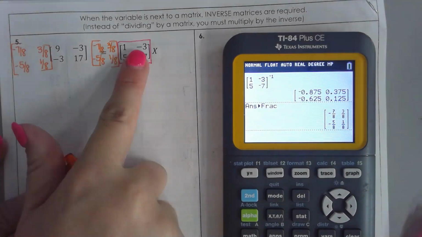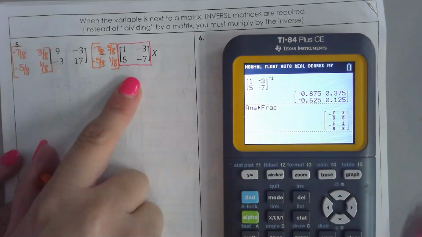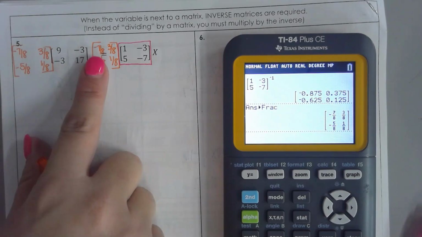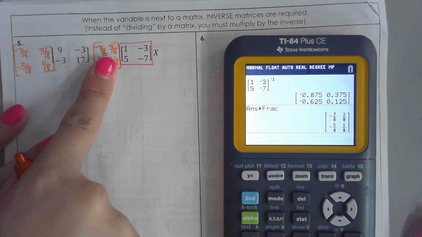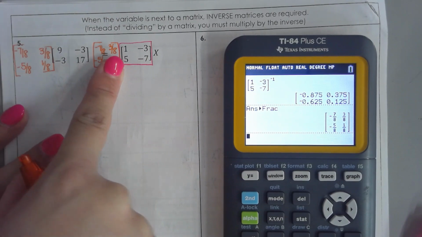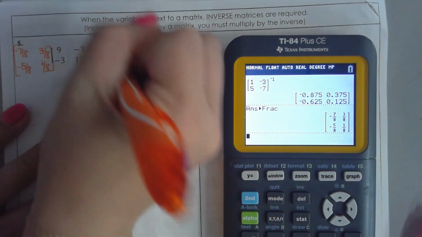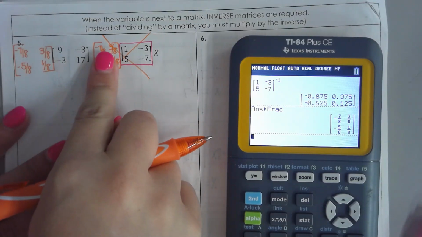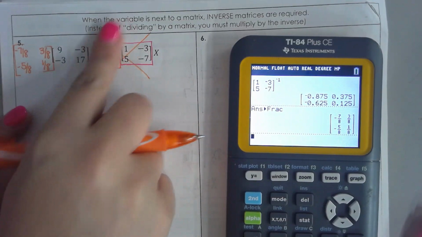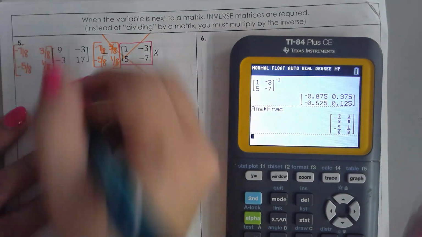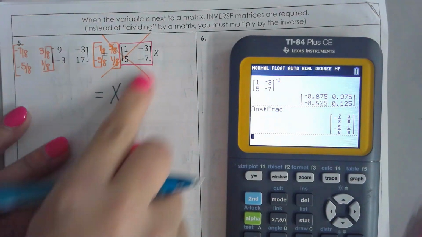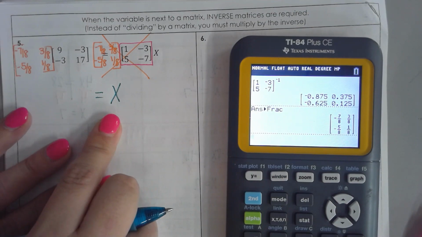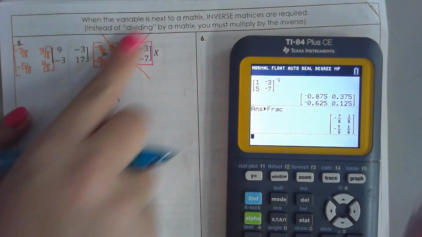When you take a matrix and you multiply it by its inverse, you will get the identity matrix, which when we're solving equations, that's essentially just meaning those cancel out. So this was the matrix, that was its inverse. When I multiplied them, it canceled out, which left me with just x on that side. My whole reason for finding that inverse was to be able to cancel out.